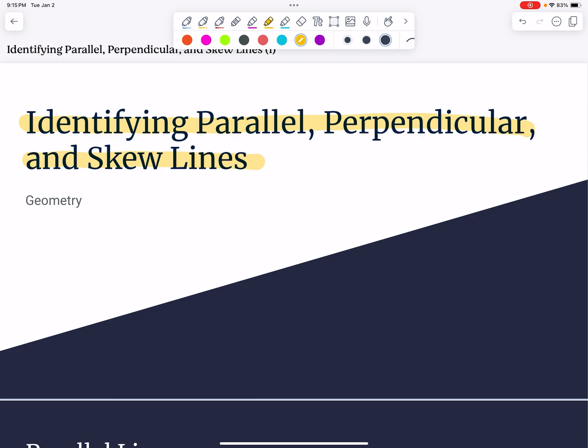Our warm-up question today is, what is a goal that you have for the new year? So comment your answer below, or if you're in class, share with someone around you.